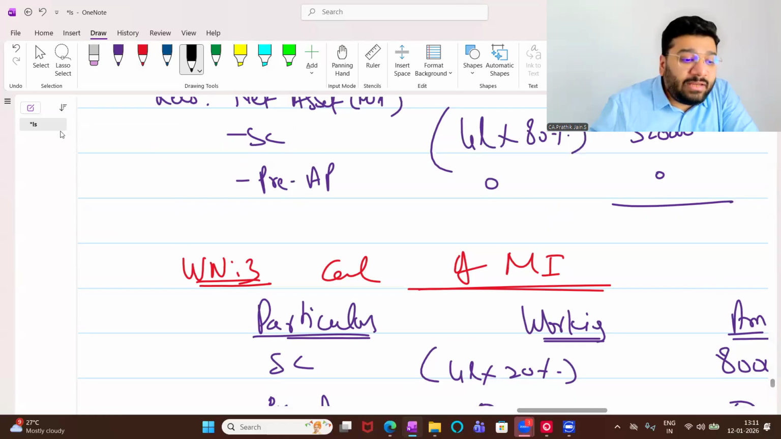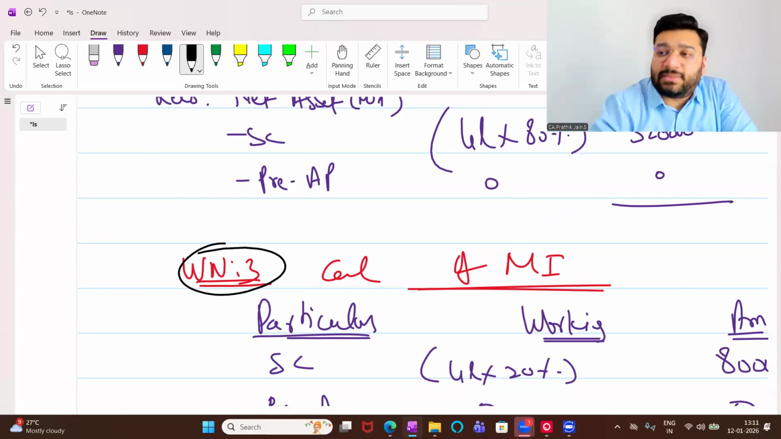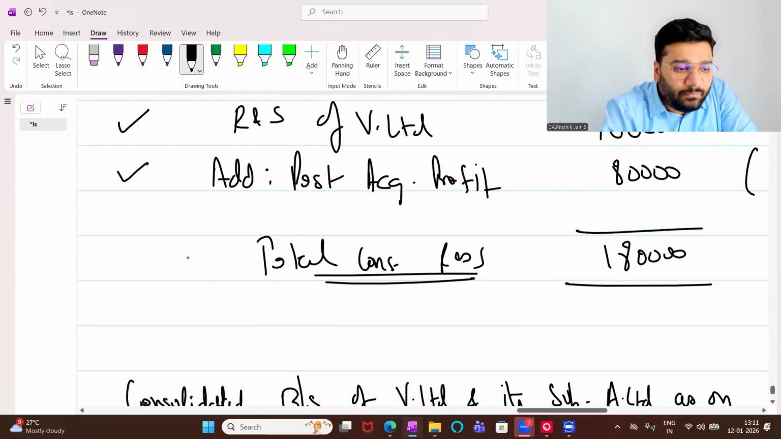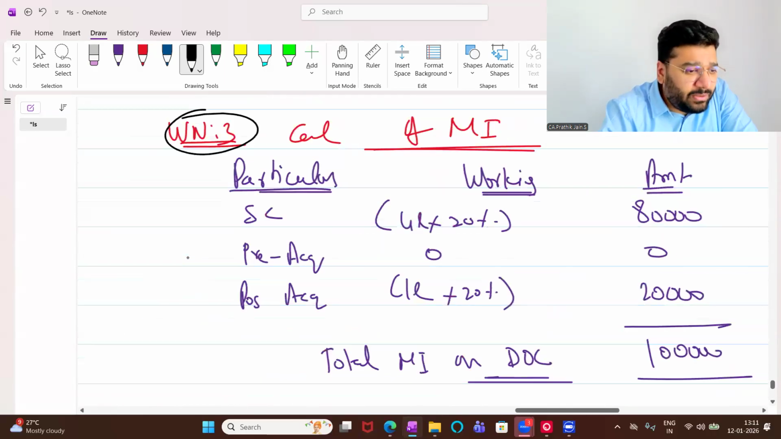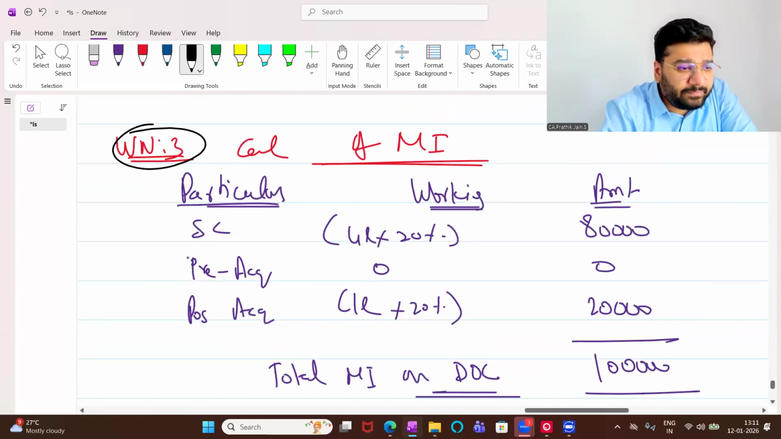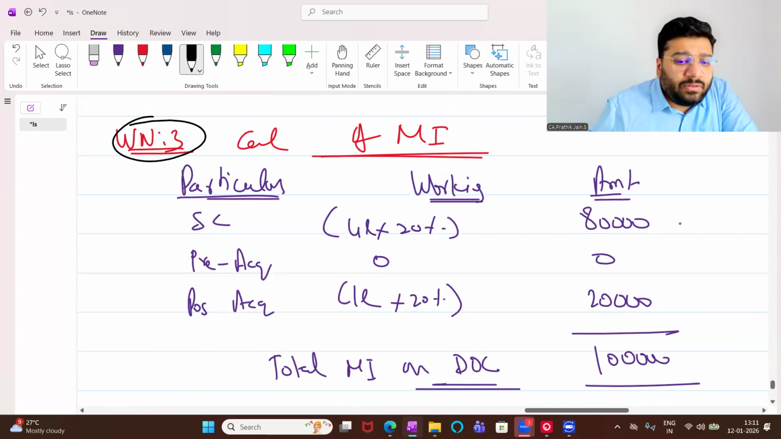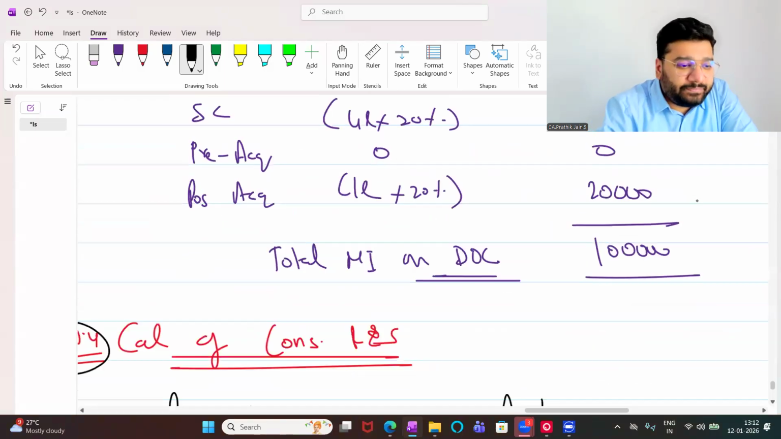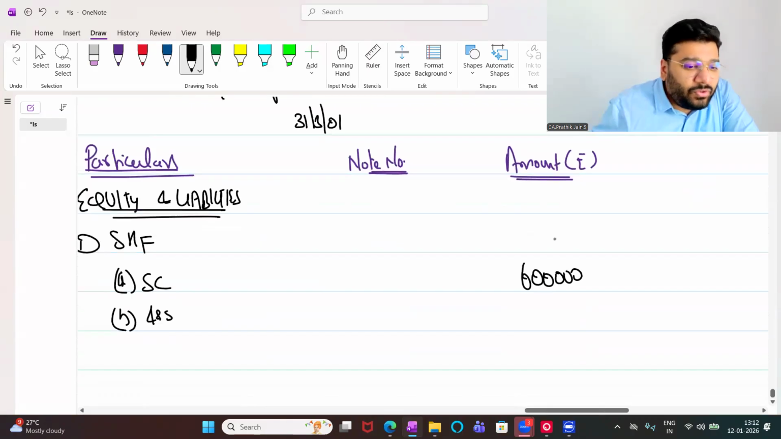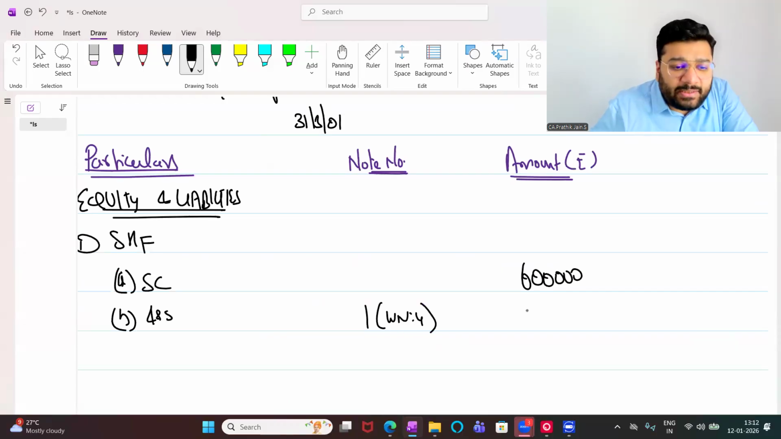Minority interest will come. Working note 3 will come. So working note 3 also you can make a note directly. You want to see working note 3? Okay, this is working note 3. So this is note 1. I'm writing in bracket, we have created working note number 4 if I'm not wrong. How much is it? Reserve and surplus, 1,80,000. Very good.